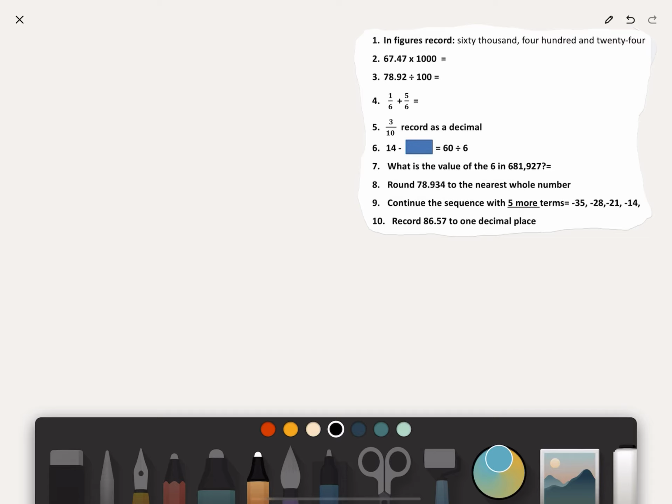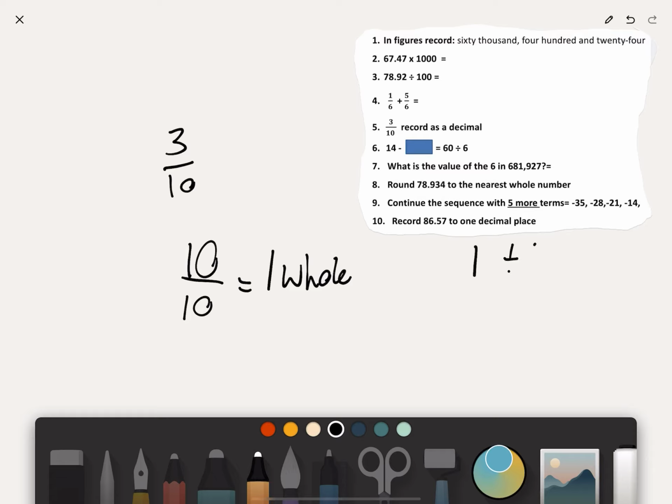3/10 recorded as a decimal. Did loads of work on decimals before half term. So if 10/10 equals 1 whole, then you need to take your whole and split it into 10 equal pieces. Okay, 0.1. And you've not got 1 equal piece, you've got 3. So you take 0.1 and times it by 3 is 0.3. Okay, divide by the bottom, times by the top.